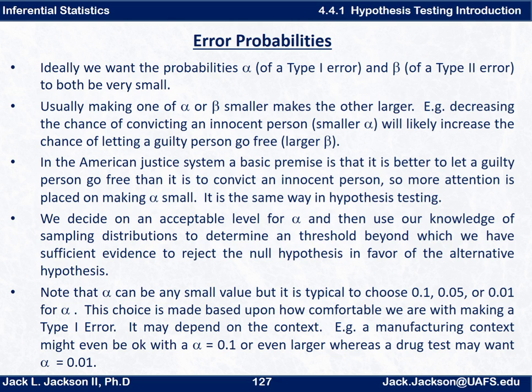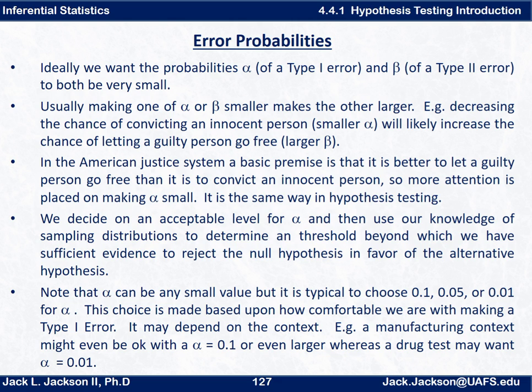Sometimes we're looking at beta or 1 minus beta as well, but we mainly design the entire test around making alpha small. So what we do is we decide on some acceptable level for alpha, and then we use our knowledge of sampling distributions to determine a threshold beyond which we have sufficient evidence to reject the null hypothesis in favor of the alternative hypothesis. Note that alpha can be any small value, but it's very typical to choose either 0.1, 0.05, or 0.01 for alpha. There's nothing really sacred about those values. It could be anything else, but they're the ones typically chosen, the usual suspects.